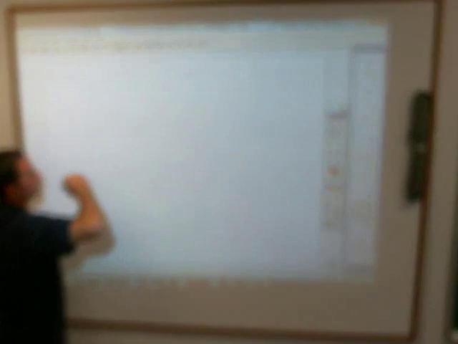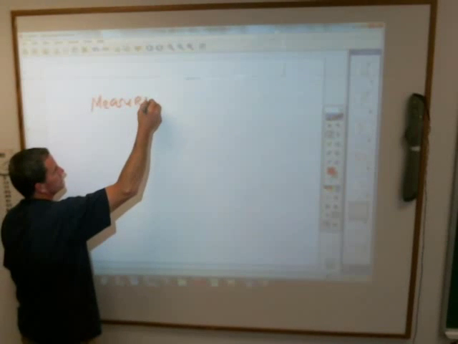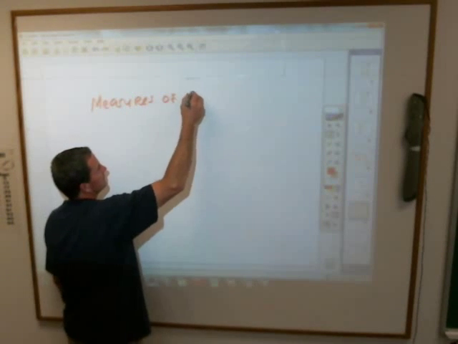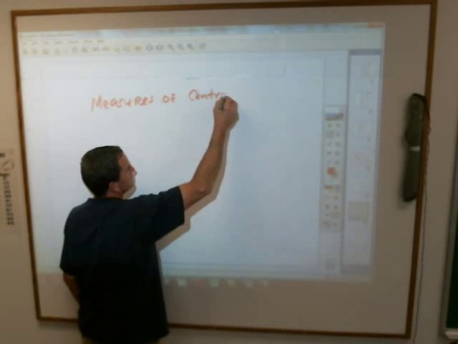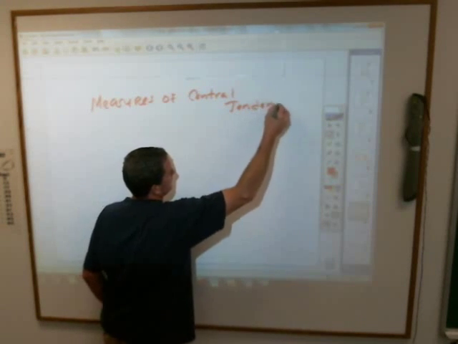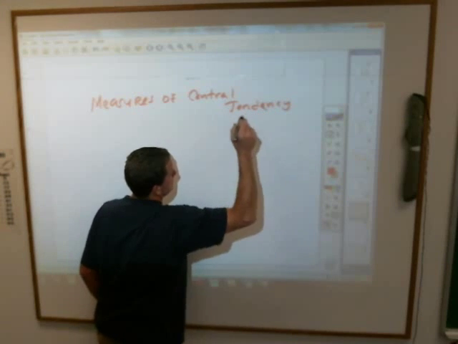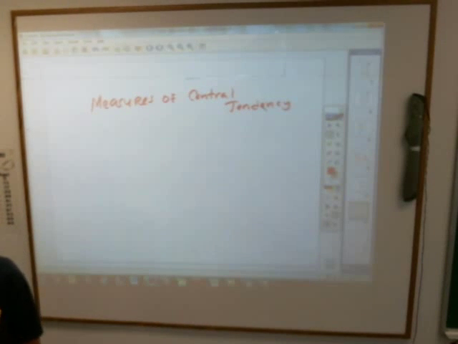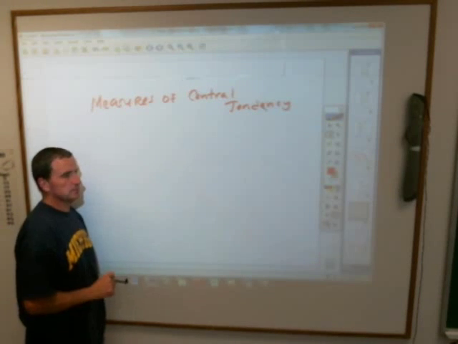One, you'll love this one. This one is called Measures of Central Tendencies. Make sure I get it written down right. Measures of Central Tendencies. Remember what measures of central tendencies were?